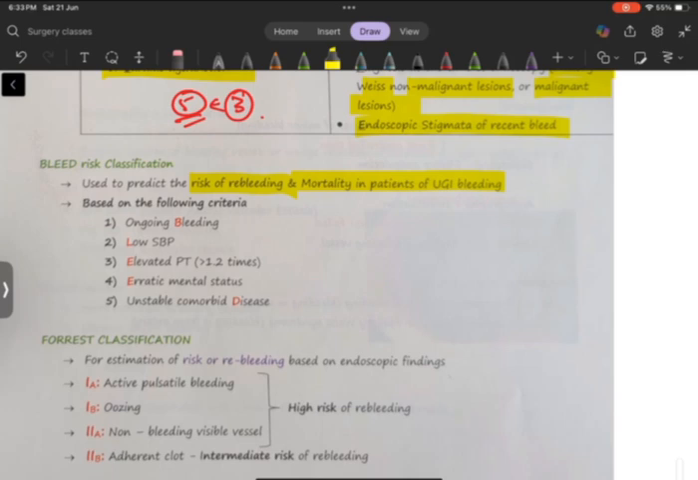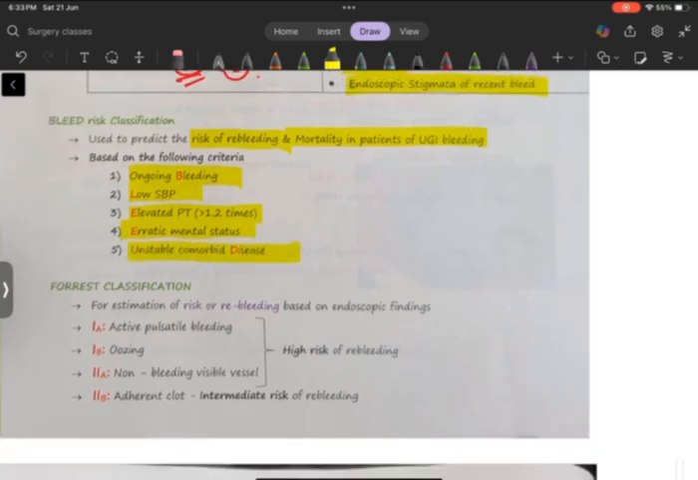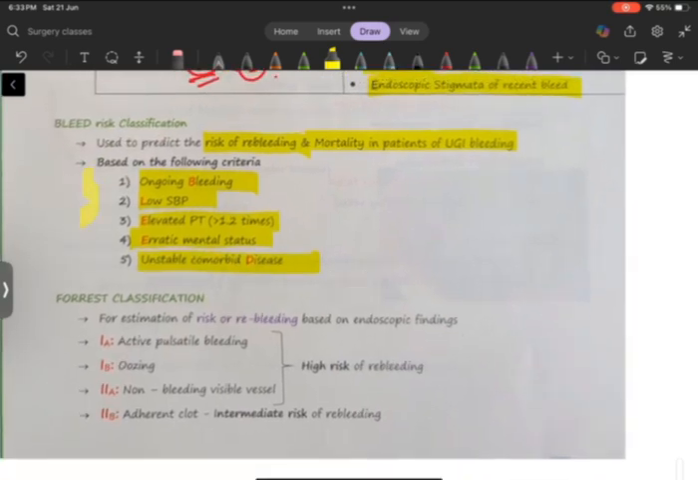So based on the following criteria: if the bleeding is ongoing, if the systolic blood pressure is low, if the prothrombin time is elevated, if there is impaired mental status, and if there is a history of any unstable comorbid disease, then all these factors will influence, and we can predict if there is a chance of rebleeding or mortality in case of upper GI bleeding.